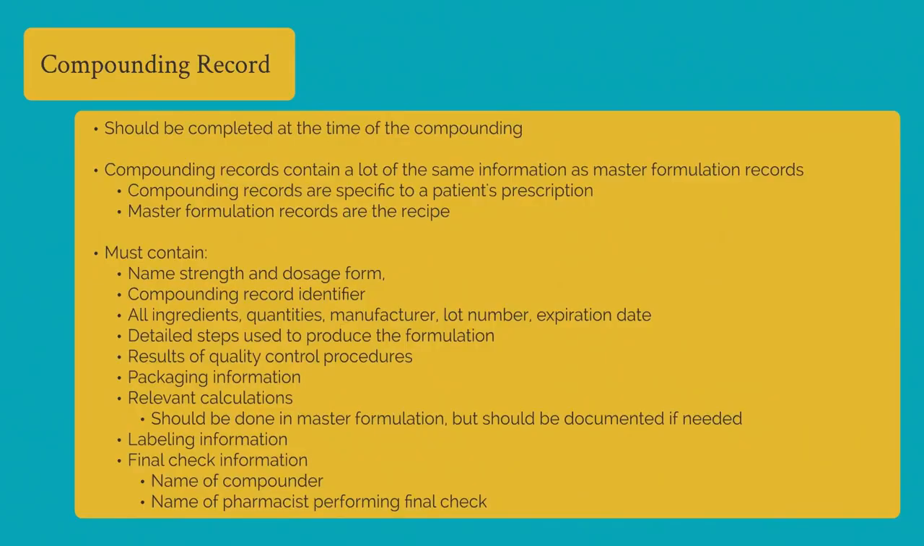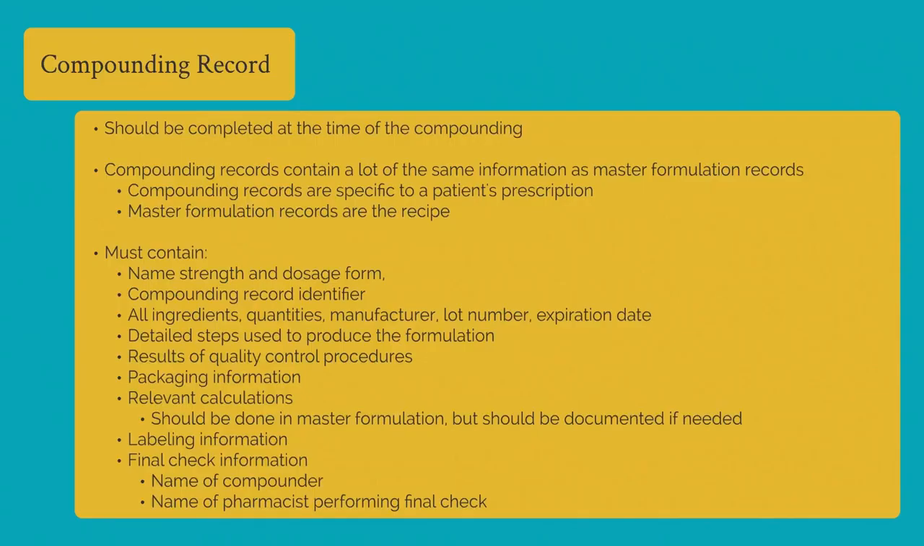Next, we'll discuss the compounding record. This should be completed at the time of the compounding. Compounding records contain a lot of the same information as your master formulation records. The compounding records are specific to a patient's prescription though. So the master formulation record is basically your recipe for making the compound, whereas your compounding record is where you actually made it.